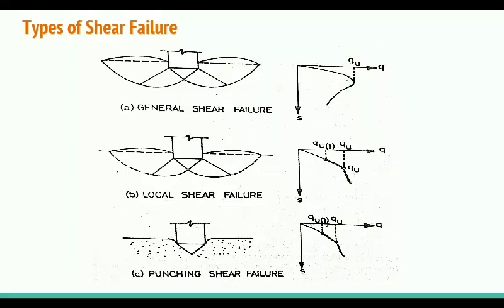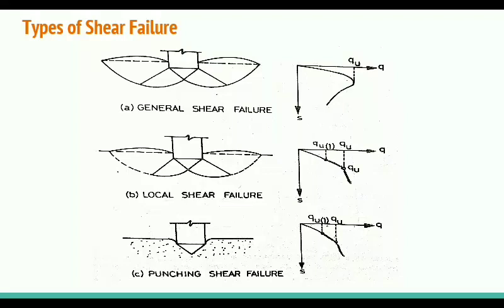When you increase the load again, the failure surface extends up to the ground surface. At the value of Qu, which is greater than Qu1, we see that the failure surface extends up to the ground. This value of Qu is also called the ultimate bearing capacity for the local shear failure. This is called local shear failure. In this case also, the failure surface extends up to the ground.